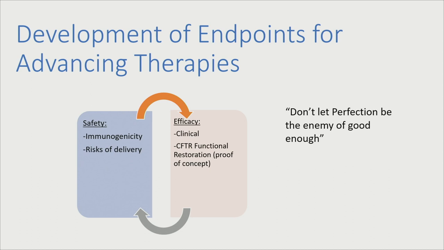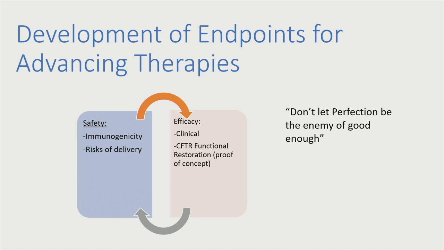So in early phase trials, we may consider FEV1 with delivery of a nebulized therapy to be an efficacy, but also a safety endpoint, ensuring there are no issues with patient safety regarding the actual nebulization of the product, as one example. I also think we have to think about the concept that we don't have to let perfection be the enemy of good enough for these initial trials. We have to do a few of these to learn more and go from there as far as efficacy endpoints.